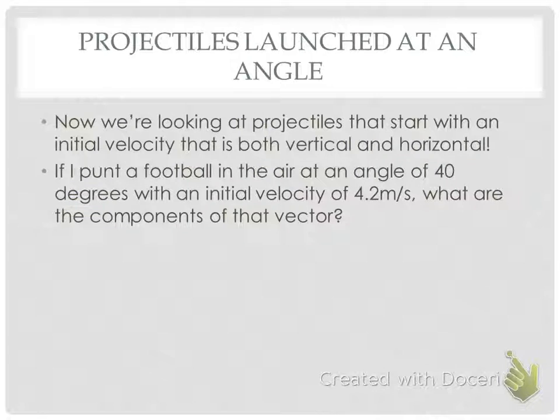Okay. So let's say that I punt a football at a 40-degree angle with an initial velocity of 4.2 meters per second. What are the components of my initial velocity vector? Go ahead and get your problem written down, and I'm going to draw the diagram of what we're looking at here.